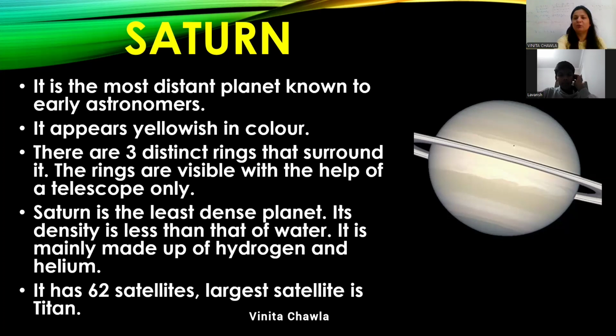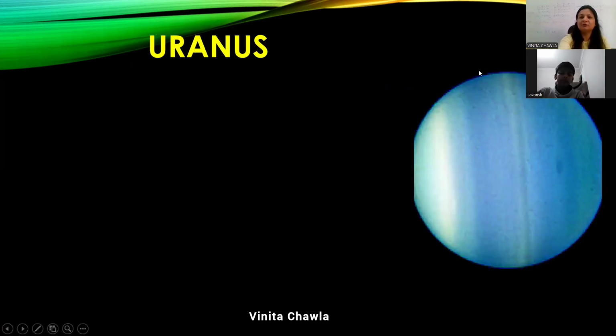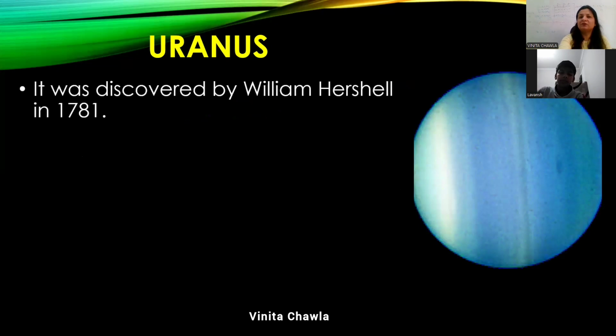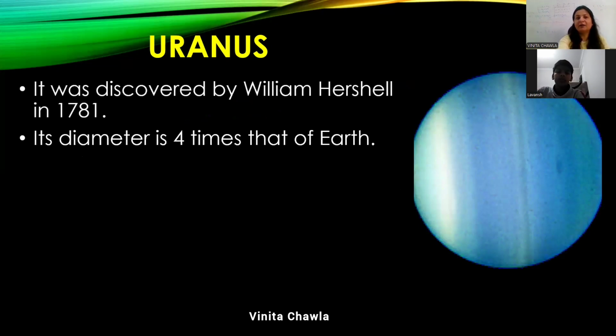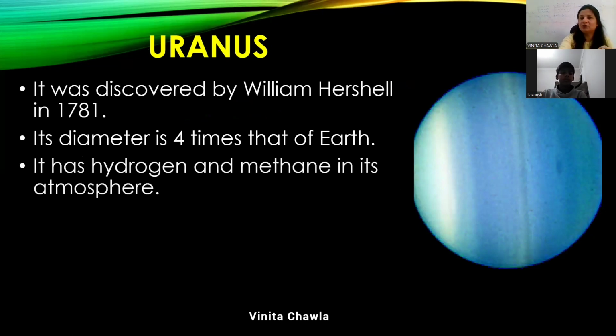Please write all these points in your notebook now. So our next planet is Uranus. Uranus was discovered by William Herschel in 1781, and its diameter is 4 times that of Earth. It is larger in size, and it has hydrogen and methane in its atmosphere.